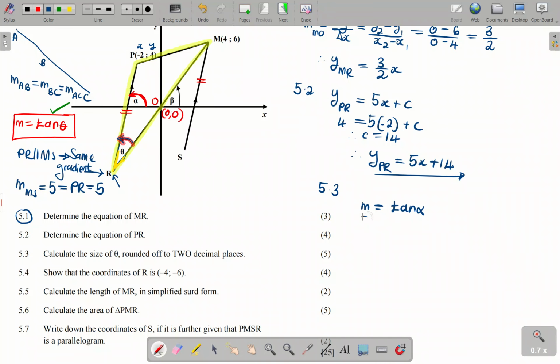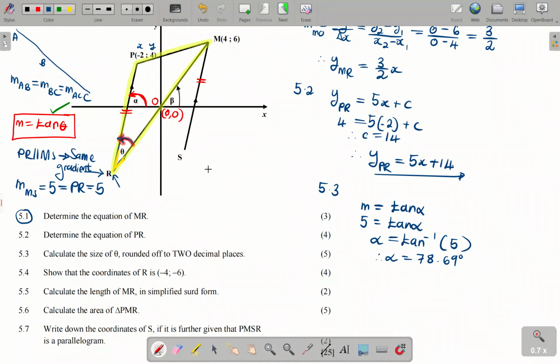So now we know the gradient of PR, which is 5. So you put 5 is equal to tan of alpha. And then to find alpha, you say that alpha is simply the arctan of 5. So now let's see what value we have there. Where's my calculator? So arctan 5 is 78.69 degrees. So this is the angle there.